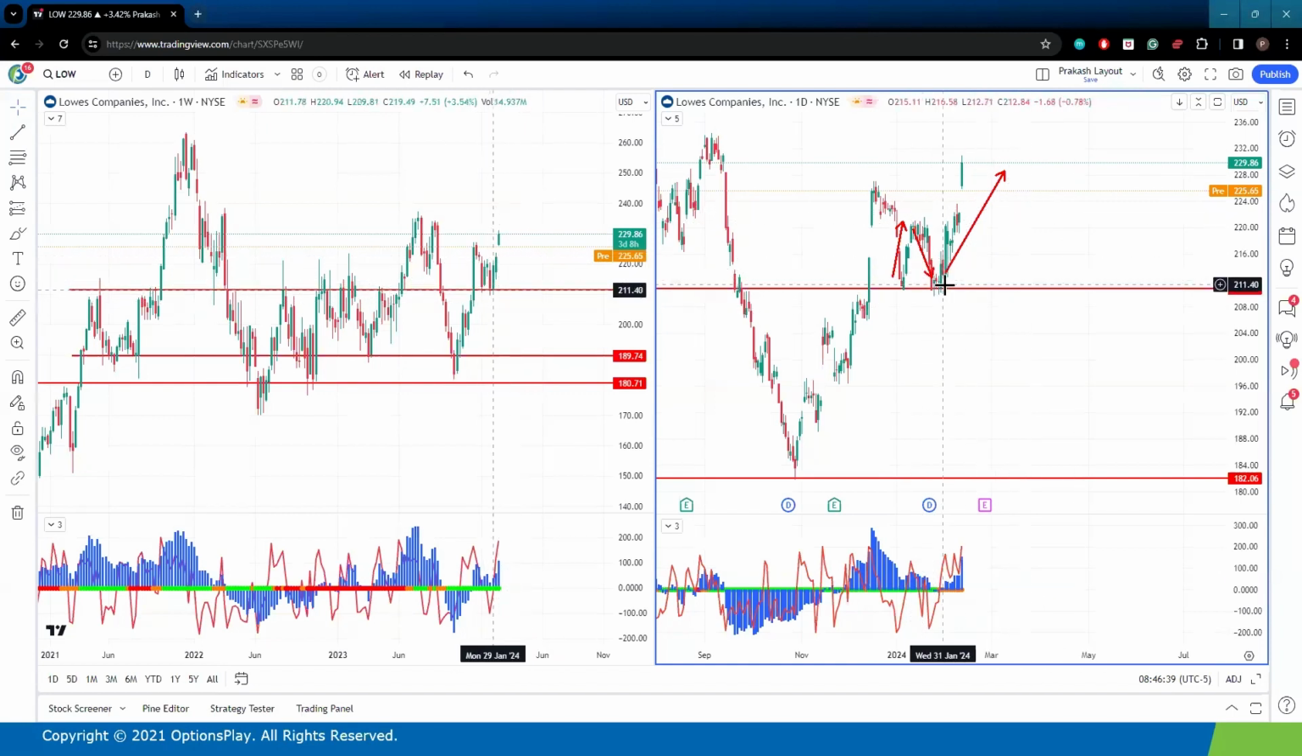Again, this was more of a credit spread idea, but we did have a good move in our favor. It doesn't look like price will be reaching the next swing level at 235, given the CPI data coming out today.